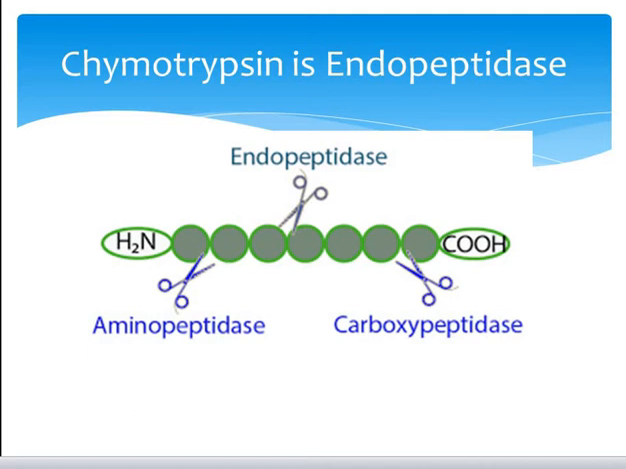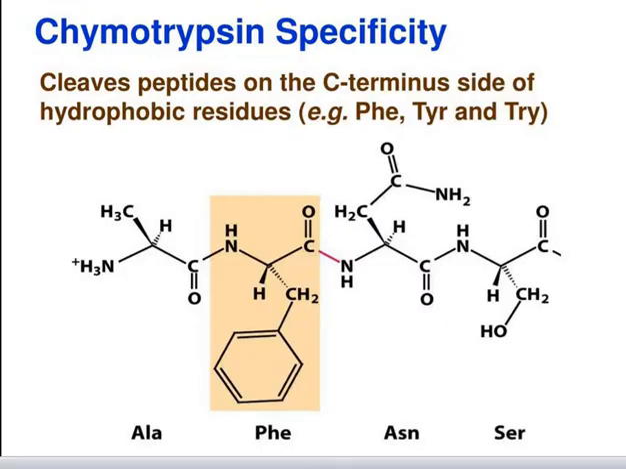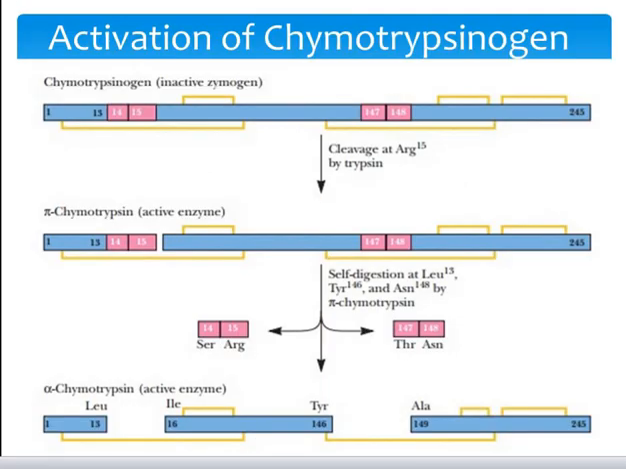Chymotrypsin is an endopeptidase, hydrolyzing peptide bonds in the middle of the peptide chain with different specificities. Chymotrypsin cleaves peptides on the C-terminus side of hydrophobic residues like phenylalanine, tyrosine and tryptophan, as shown in this figure. Chymotrypsin is synthesized in the pancreas as the zymogen chymotrypsinogen. This is a single polypeptide of 245 residues containing 5 intrachain disulfide bridges.